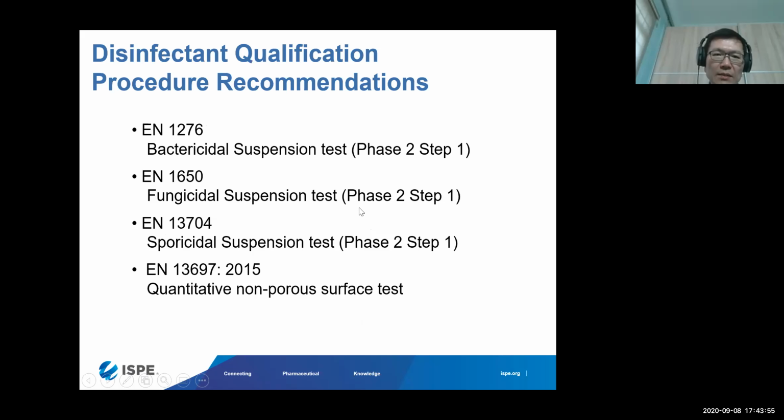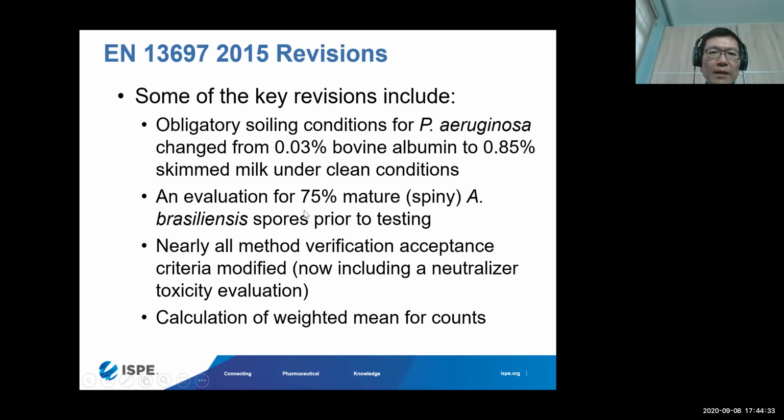For the EN methods, these are the common methods used. Of course, the suspension tests, which are phase 2, step 1. These are all the bactericidal, fungicidal, and sporicidal suspension tests. If you want to perform the coupon studies, then you will need to use EN 13697. This is the quantitative non-porous surface test, the main test for the European methods. These two methods are basically okay, depending on your preference. So EN 13697.